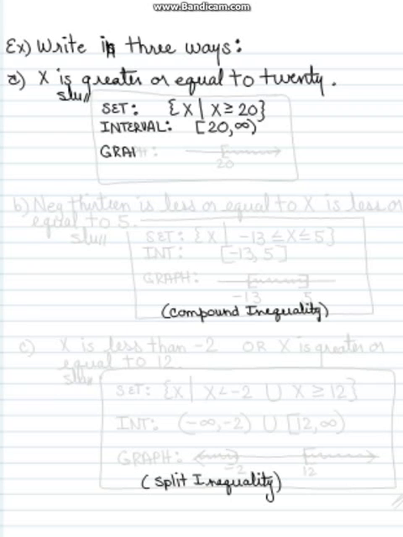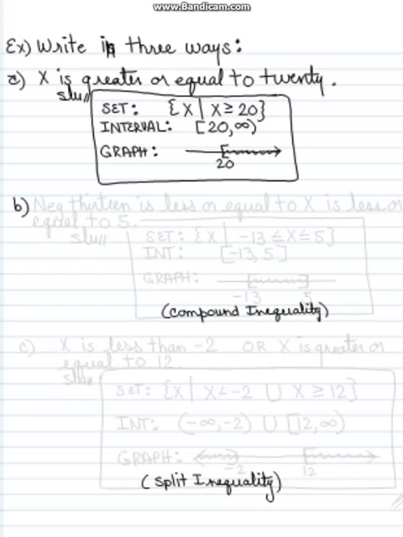The last method is to write our solution in graph notation. So here's the x-axis. I found the important number 20. I'm going to include 20 and shade every number that's greater than 20. Okay, let's do another one.